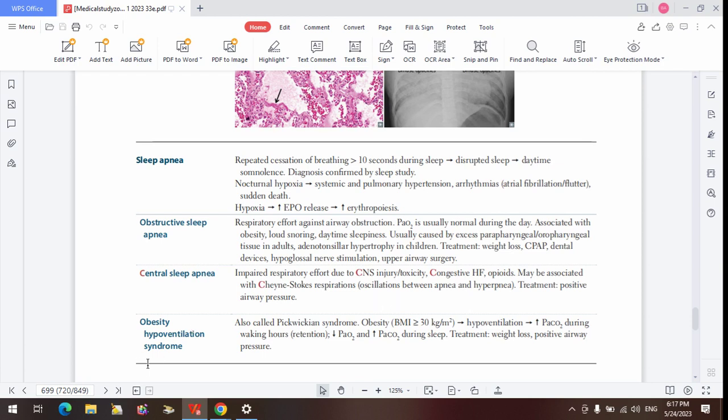Okay, so obesity hypoventilation is also called Pickwickian syndrome. This one is just obesity causing hypoventilation, but the hypoventilation is not coming from obstruction of the airway. It's actually coming from abnormality involving the chest wall. You guys remember that when we were talking about restrictive lung disease, we said one of those things that can affect respiratory mechanics is what? Obesity.